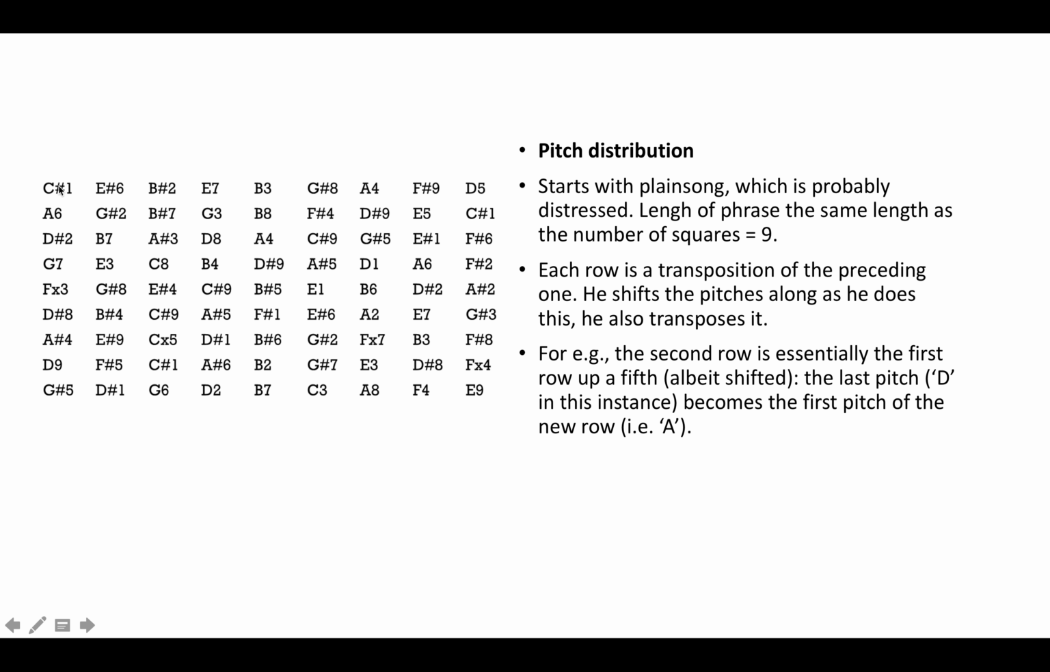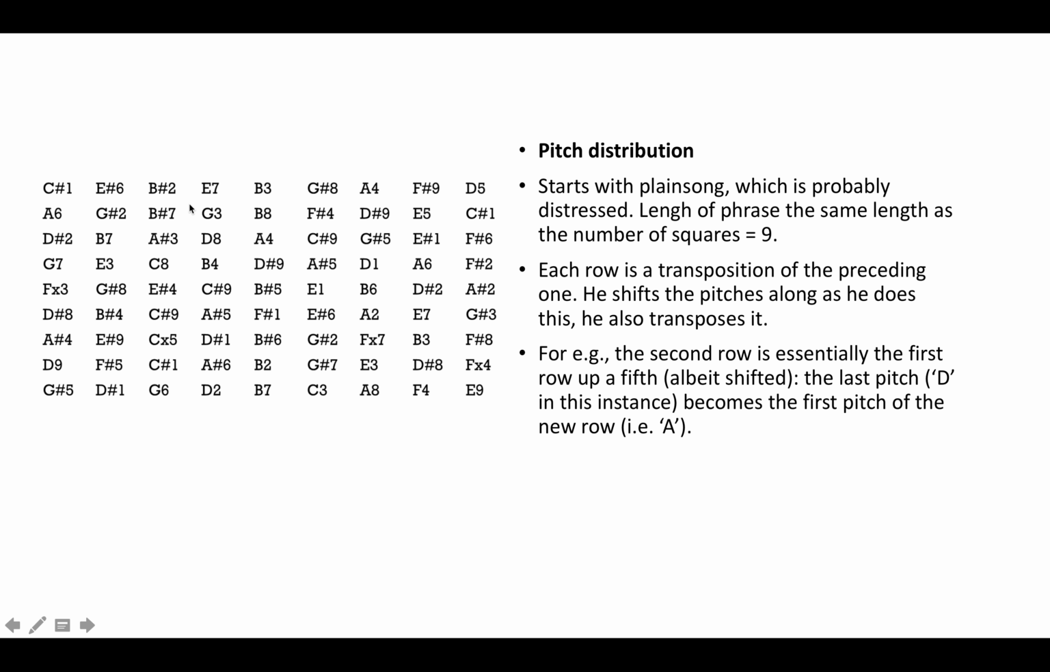So we can see this C sharp becomes a G sharp. This E sharp becomes a B sharp. This B sharp, which is really a C, becomes a G, E to a B, B to an F sharp, G sharp to a D sharp, A to an E, F sharp to a C sharp. So that should be clear.